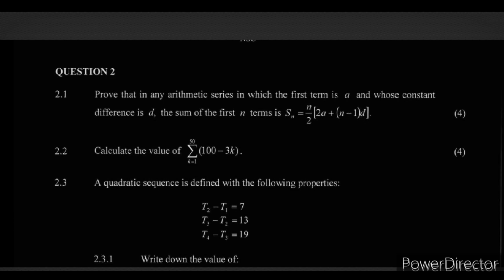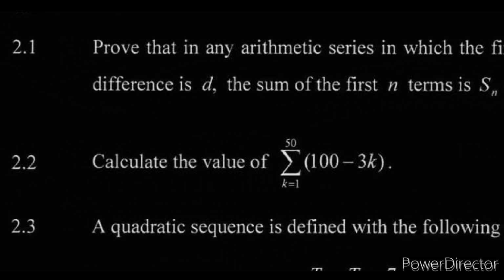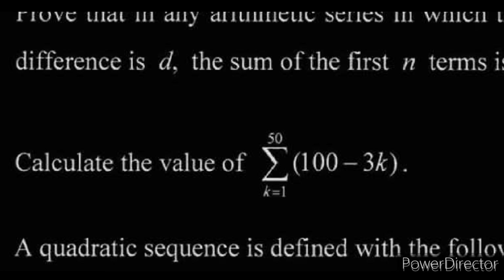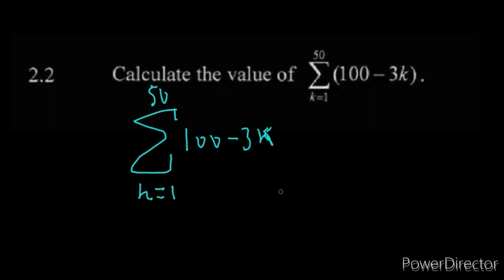Alright, here is another past paper. This is from 2015 February March. So you're given this particular question. They asked you to calculate the value of this sigma notation. So this is what we're given. We're given that k is equal to 1, and we're given this equation 100 minus 3k. So we're given this formula. It starts from 1 until 50.